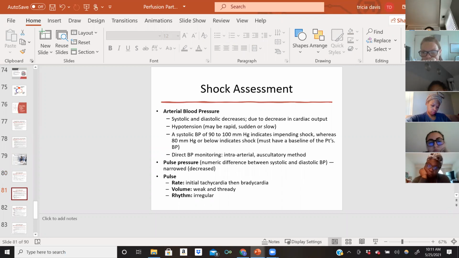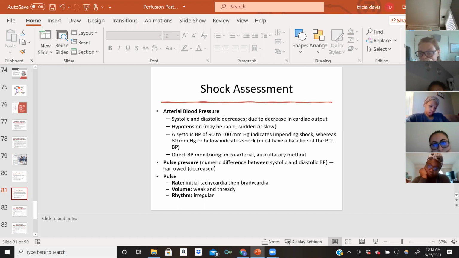So we can look at arterial blood pressure. We're going to see a decrease. It could just be systolic or diastolic at first, and then eventually it's going to be both. So both numbers are going to decrease due to that decrease in our cardiac output. We're going to see hypotension. It could be very rapid, it could be sudden, or it could be very slow, depending on what's going on with the patient. Could be gradual.